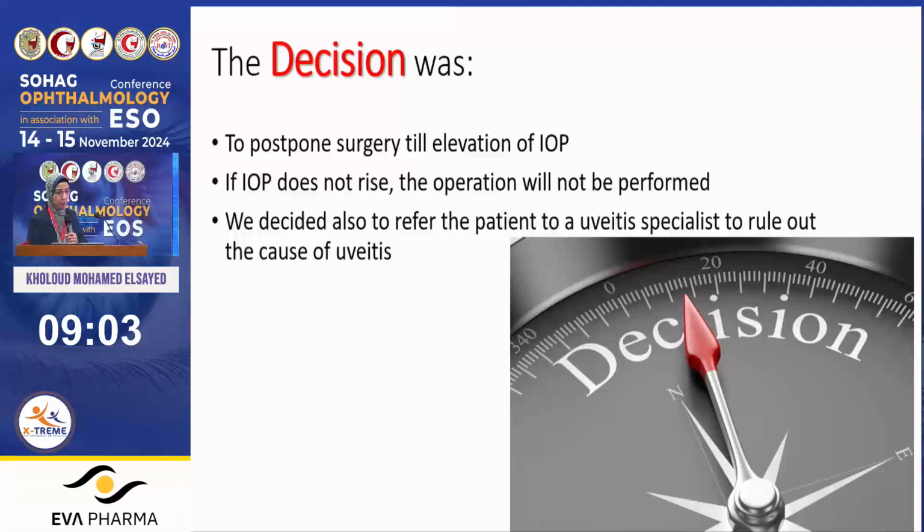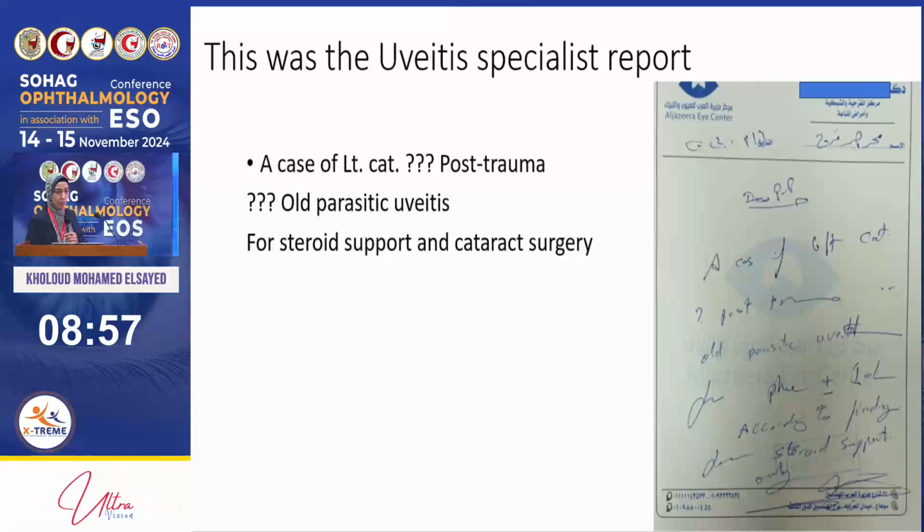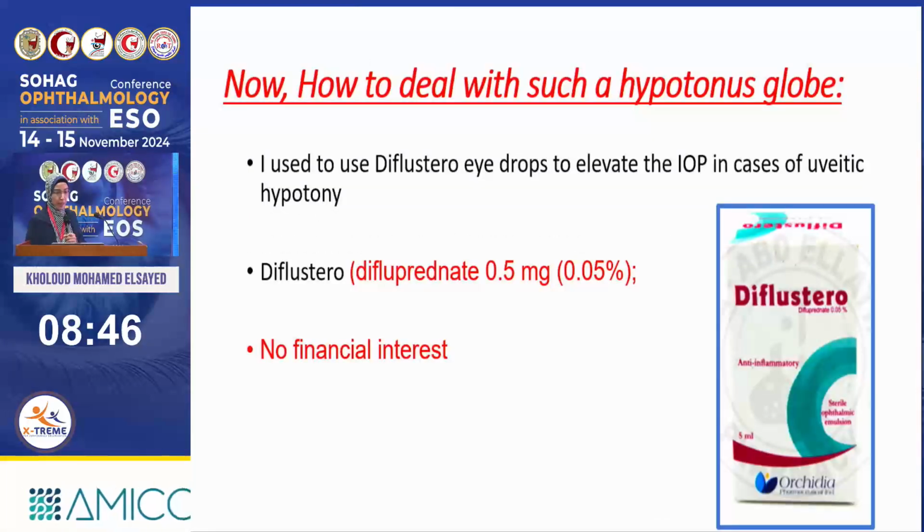We decided also to refer the patient to a uveitis specialist to rule out the cause of uveitis. This was the uveitis specialist report: a case of left cataract, query post-trauma, query old parasitic uveitis, for steroid support and cataract surgery. Now, how to deal with such a hypotonic globe?